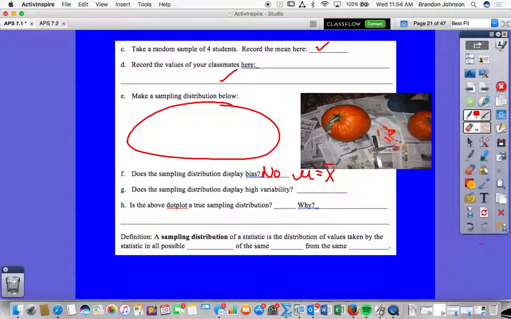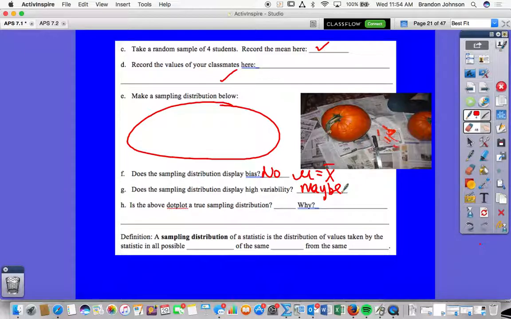Okay? Hopefully this is making sense here. Does the sampling distribution display high variability? We said ours did or did not. Sometimes it's hard to know what they mean by high variability depending on context. So we're just going to put maybe, because it depends on the context there.